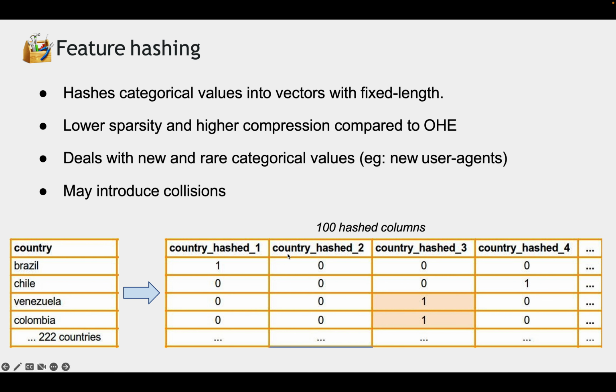Feature hashing hashes categorical values into vectors with fixed length. Lower sparsity and higher compression compared to OHE. Deals with new and rare categorical values. Example: new user agents may introduce collisions.